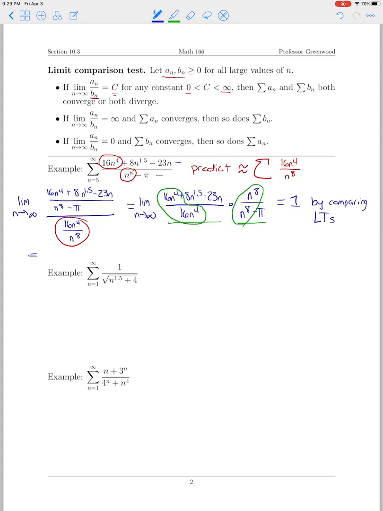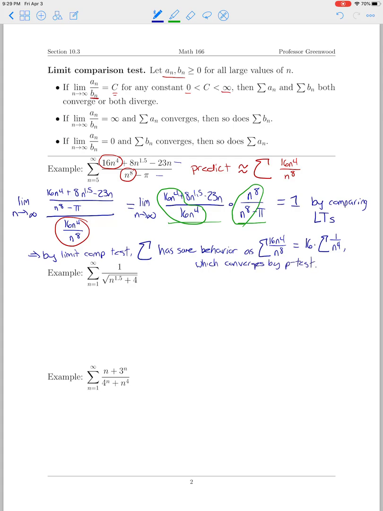And so that means that by the limit comparison test, the original series has the same behavior as what I just compared it to, which is 16n to the fourth over n to the eighth, which I could rewrite by pulling out the 16 as 16 times 1 over n to the fourth, and that converges by the p-test. And so my overall answer for this example then is that it converges.